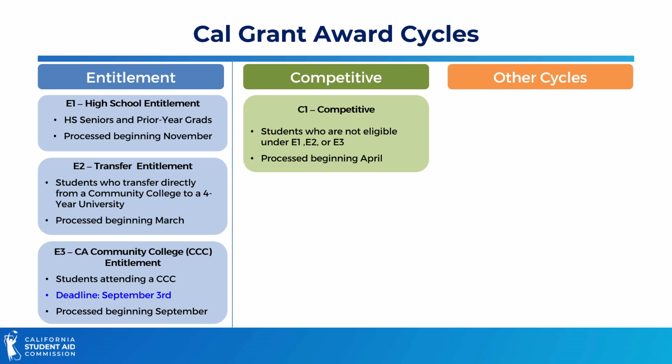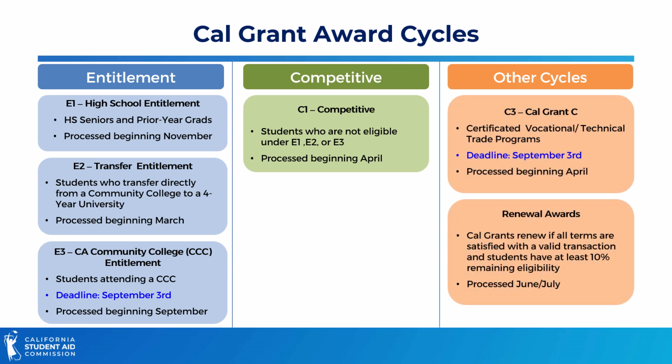And finally, under our other cycles, we have C3 or Cal Grant C. This is for students enrolled in a certificated vocational or technical trade program. The application deadline for Cal Grant C is on September 3rd, and awards are processed beginning in April. And finally, we have the Cal Grant Renewal Awards. Cal Grants renew if all terms are satisfied with a valid transaction and students have at least 10% remaining eligibility left. Cal Grant Renewal Awards are processed approximately June or July of every year.